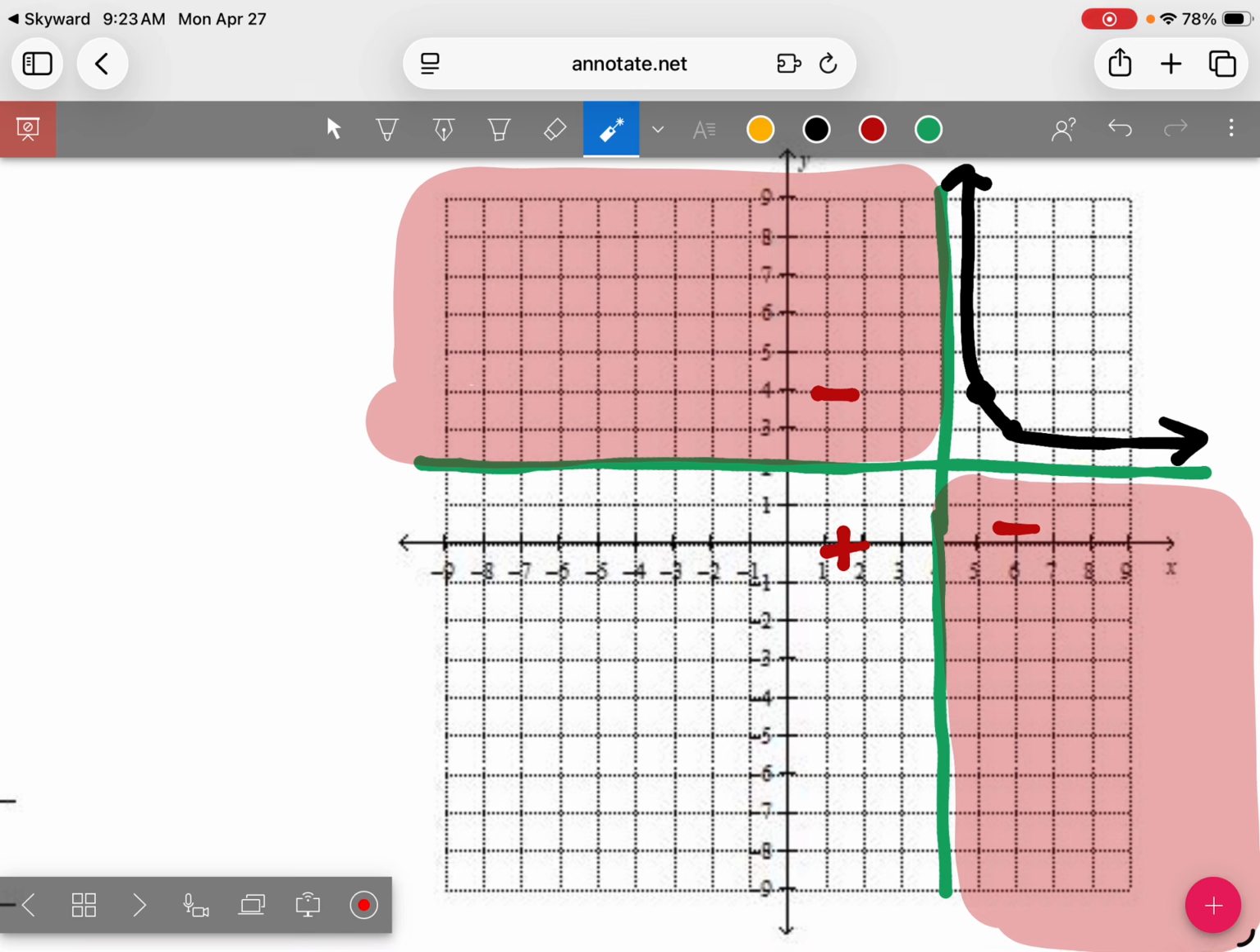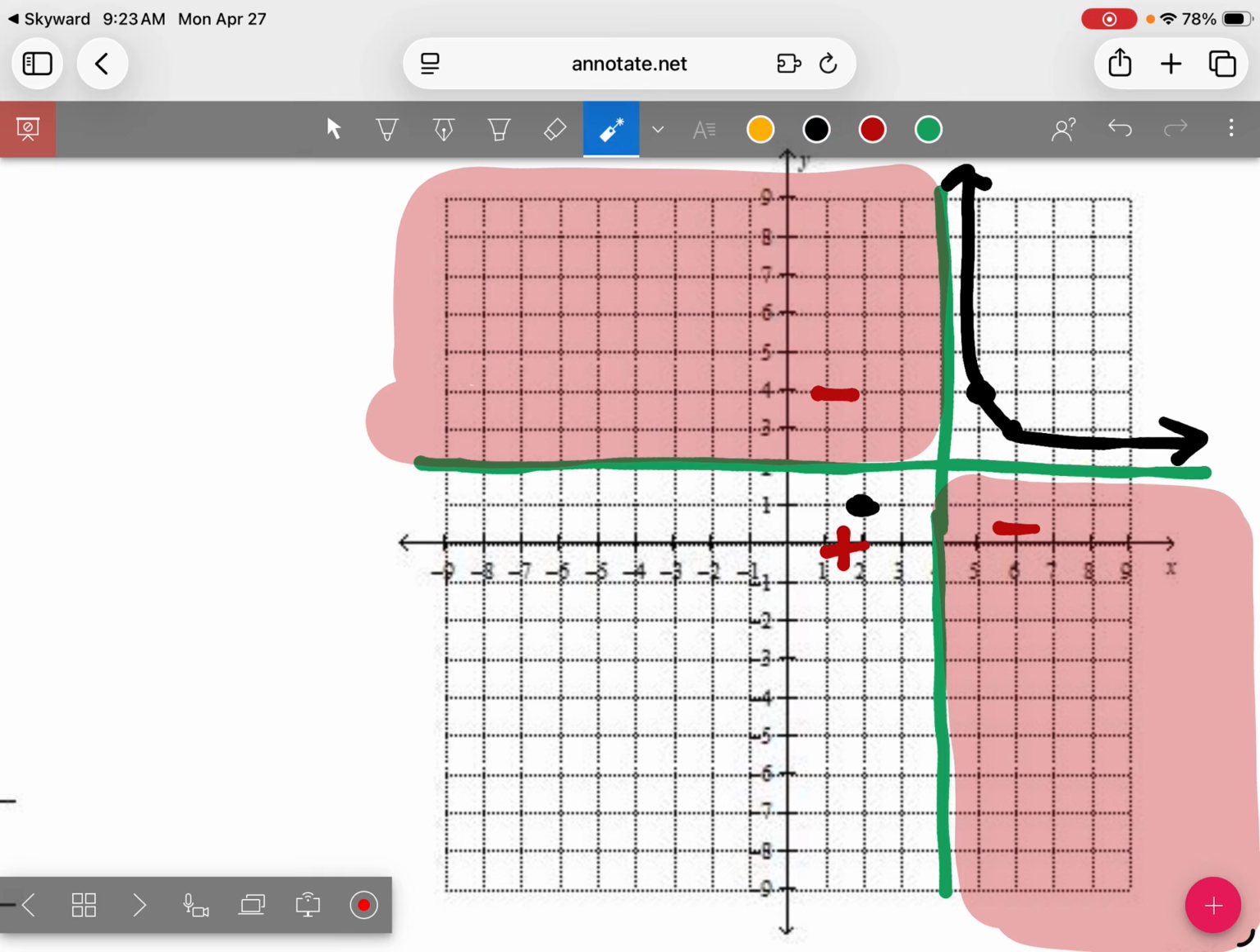Same thing with your other one. Put your point here. Now I'm going to go left 2 and take one step down. Put a point. Always start at the cross where your asymptotes cross, not the x and y axis. So starting from here, go left 2, take one step down.